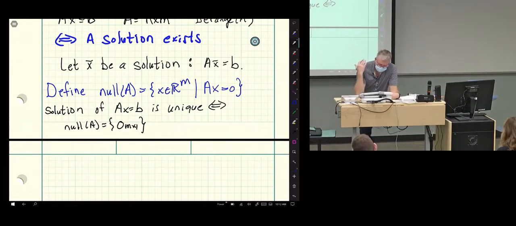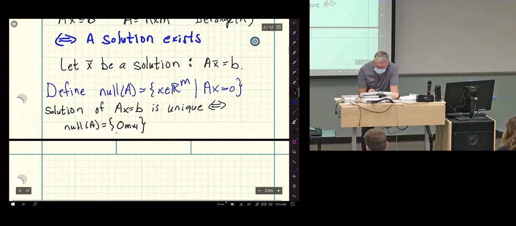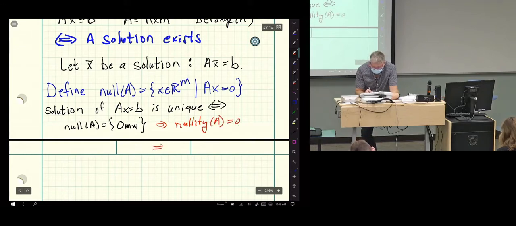Now, that's not the way we've normally said uniqueness. Our normal way of talking about uniqueness was that the columns of A are linearly independent. But by the rank plus nullity theorem, if the null space of A is equal to the 0 vector, the dimension of the null space is 0. So the nullity of A is 0, and that's if and only if the rank of A equals m, the number of columns.